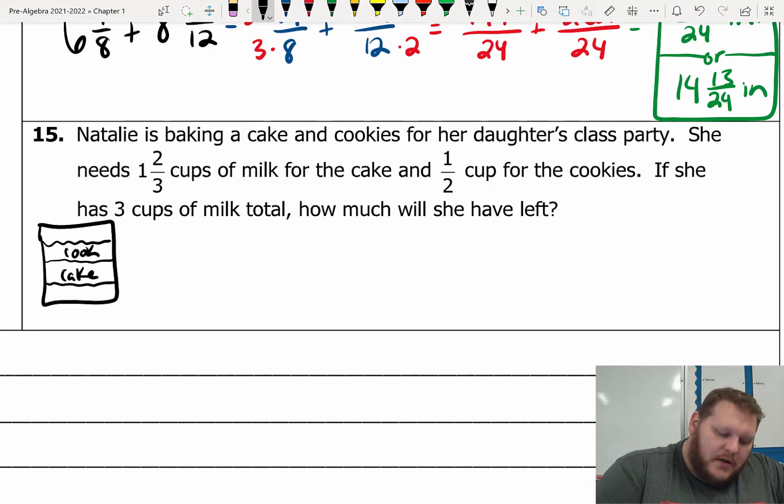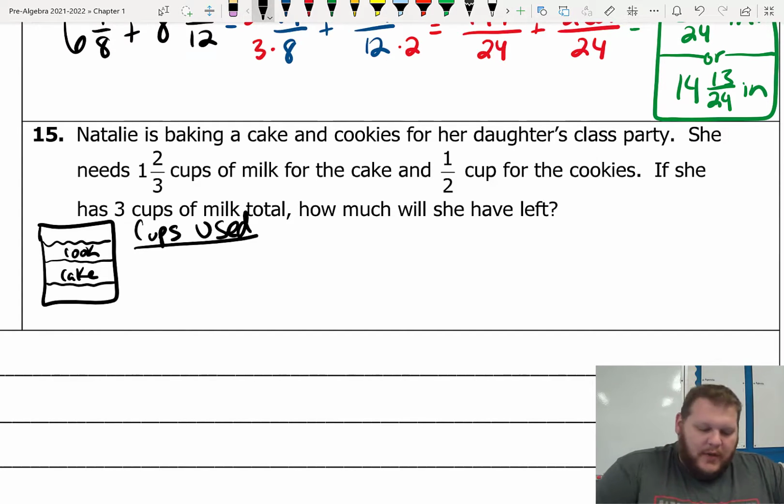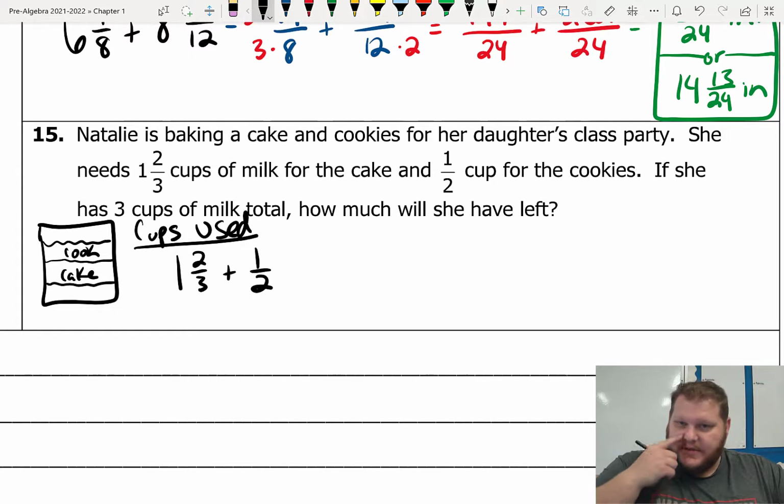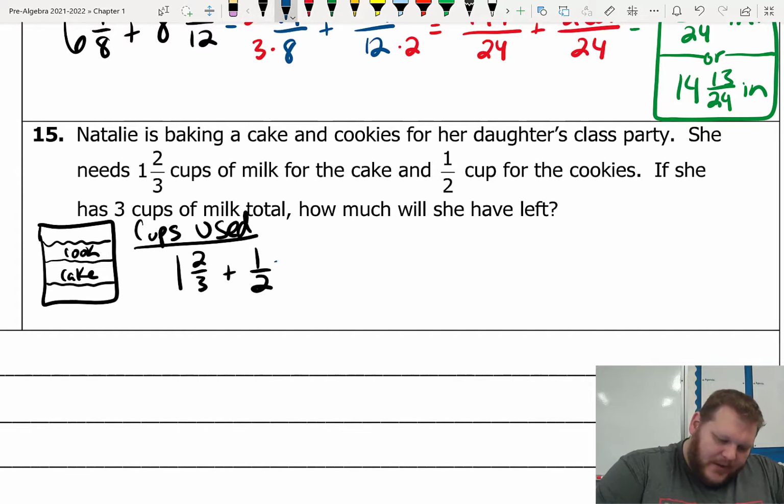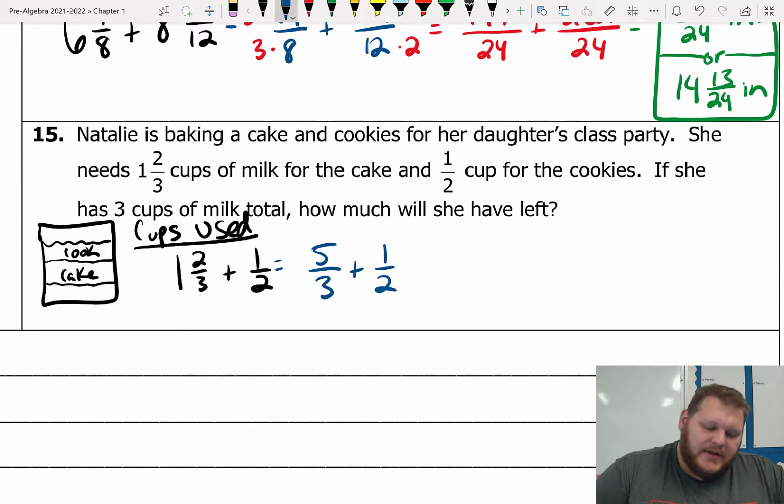So to figure out how many cups she's going to use, I'm going to put a D at the end there, cups used, we have 1 2/3 plus a half. That's going to tell us how much milk she used for her 2 recipes. So convert to an improper fraction first. 1 times 3 is 3, plus 2 is 5. So 5/3 plus 1/2.